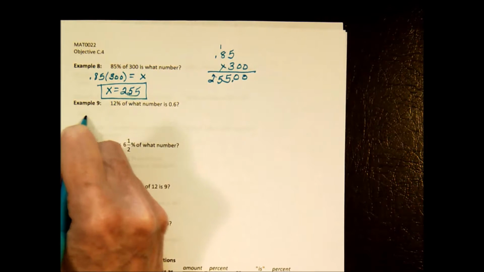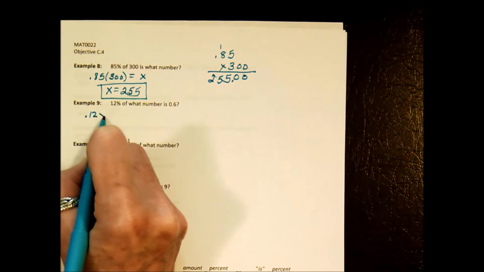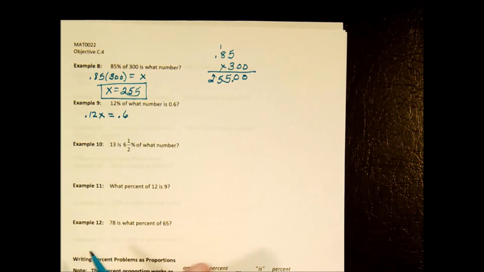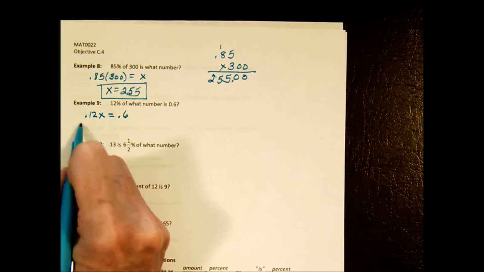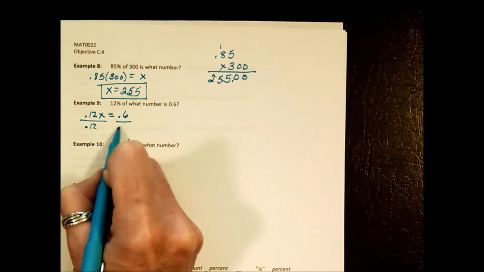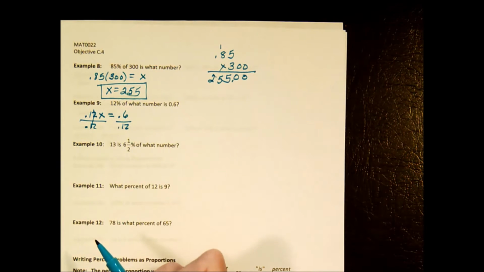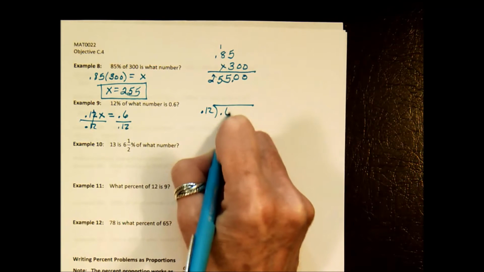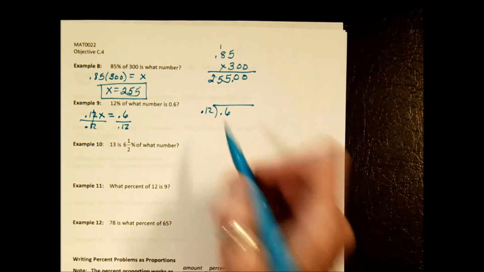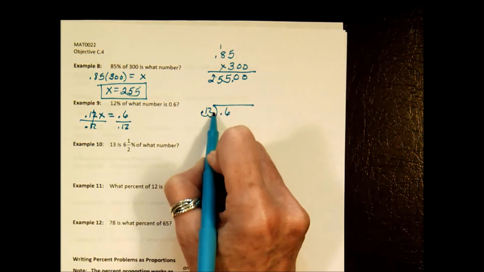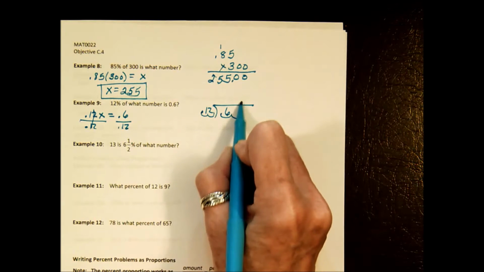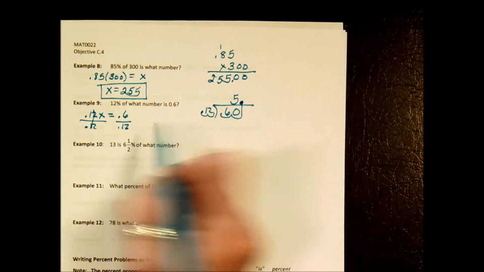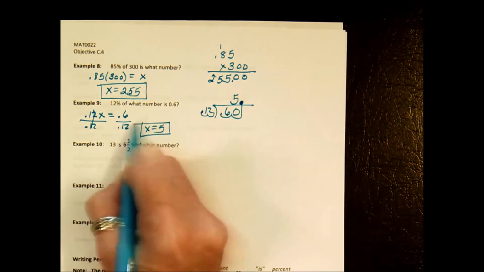12% of what number is 0.6? X is 0.6. Now this one is different because to solve for x, I have to divide by 0.12. And here we are back again dividing decimals. So it's 0.12 into 0.6. As a reminder of how we divide decimals, I move the decimal point to the end. I move it the same number of places inside and bring it up, fill in. And now it's just 12 into 60 is 5. So x is 5 because it goes evenly.